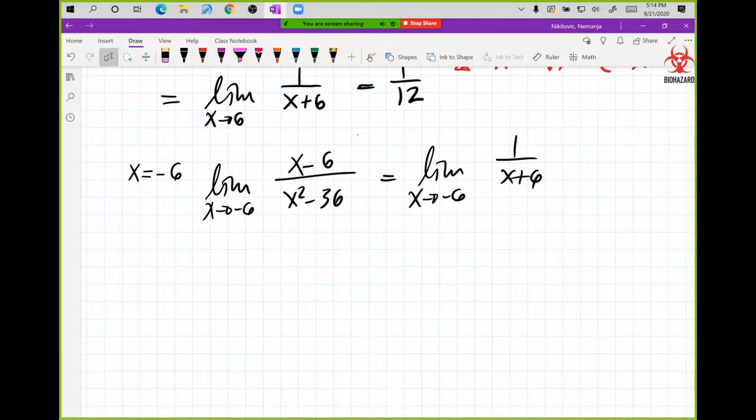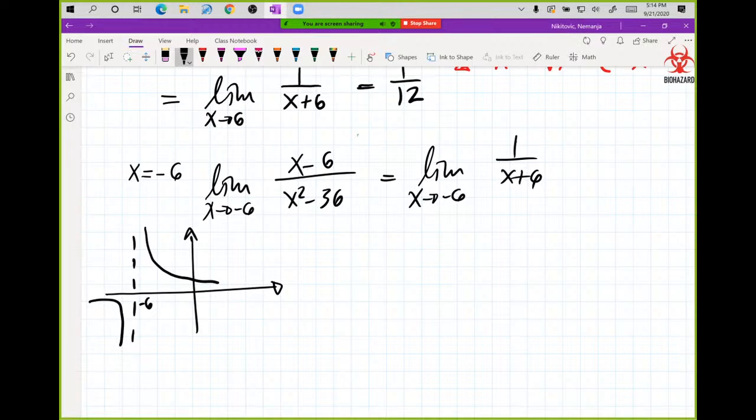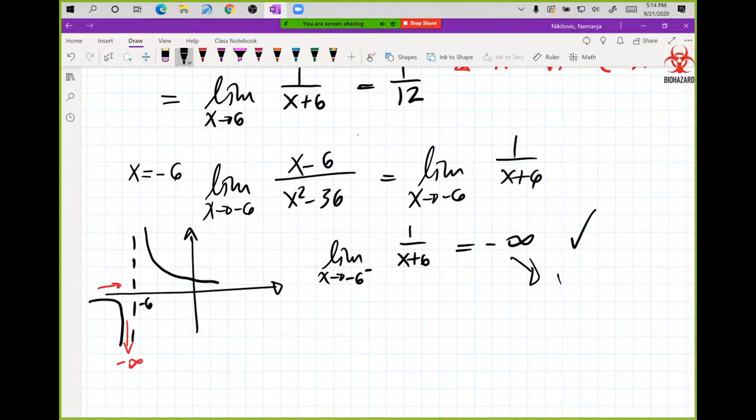So now, when I draw my function and I draw my 1 over x pieces at negative 6 over here, and I go with, let's say, Juliet over here, going to negative infinity, we are immediately good to go. So limit x approaches negative 6 from the left of 1 over x plus 6 is going to give negative infinity, and that is the vertical asymptote. This is enough, 1 of 3. So vertical asymptote at x equals negative 6. That checks out.